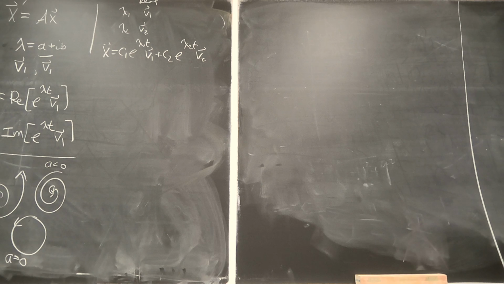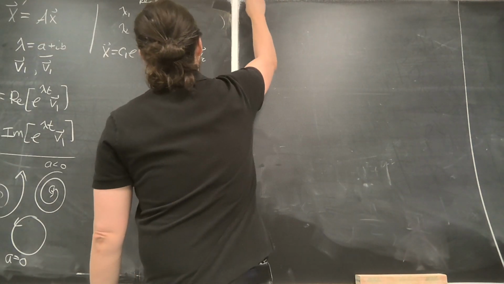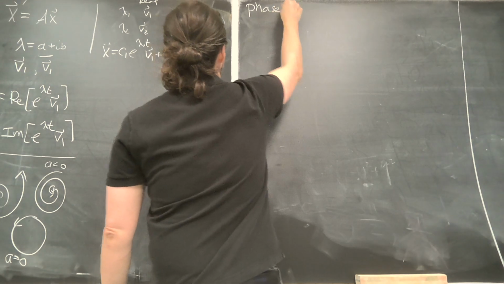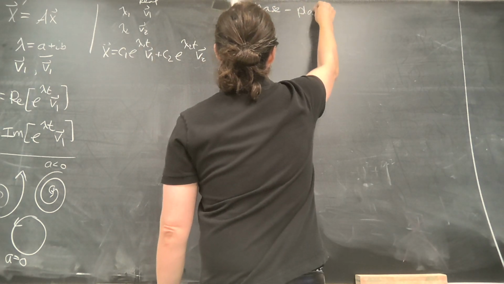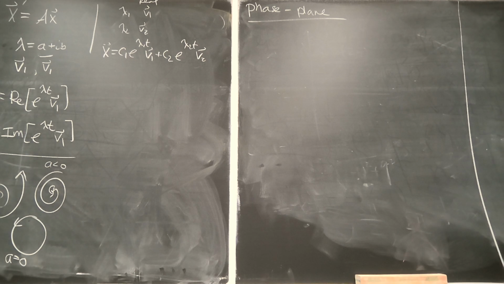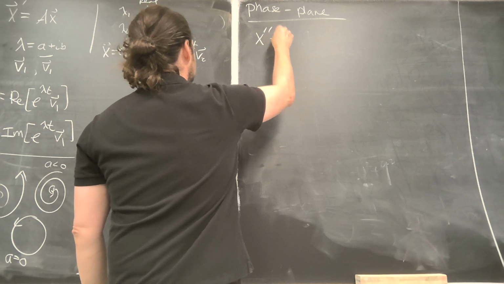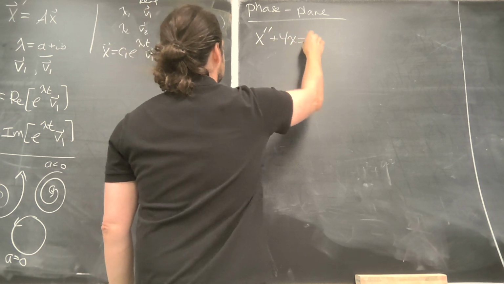All right, so I want to start by connecting up. I want to talk about the phase plane today, and I want to make a more concrete connection to the phase plane. So let's look at this differential equation: x double prime plus 4x is equal to 0.